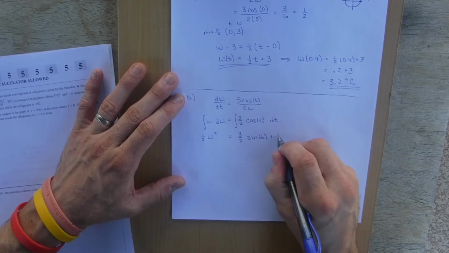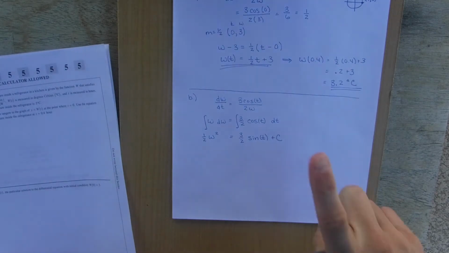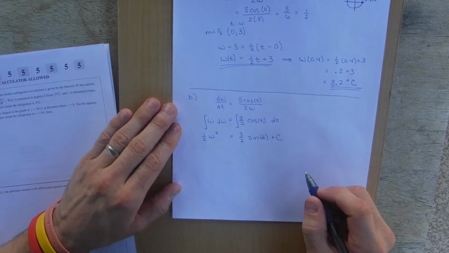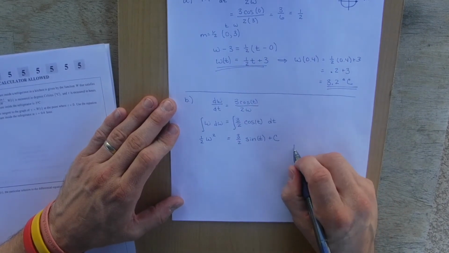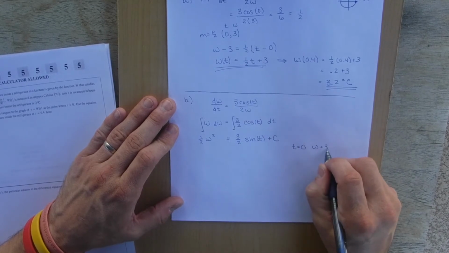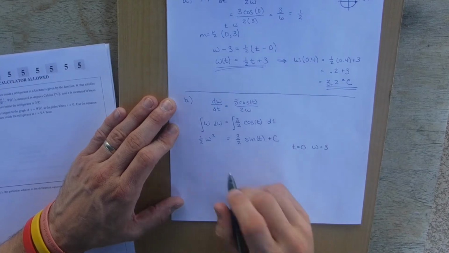And then the all-important, don't forget it, plus c. Okay, now our mission is to figure out that plus c. So this is where that initial condition comes into play. Again, that initial condition is when t is equal to 0, w is equal to 3. So we're using this known point.